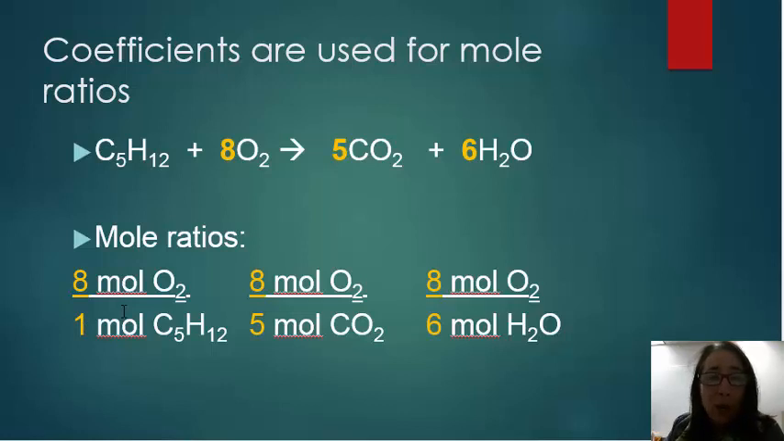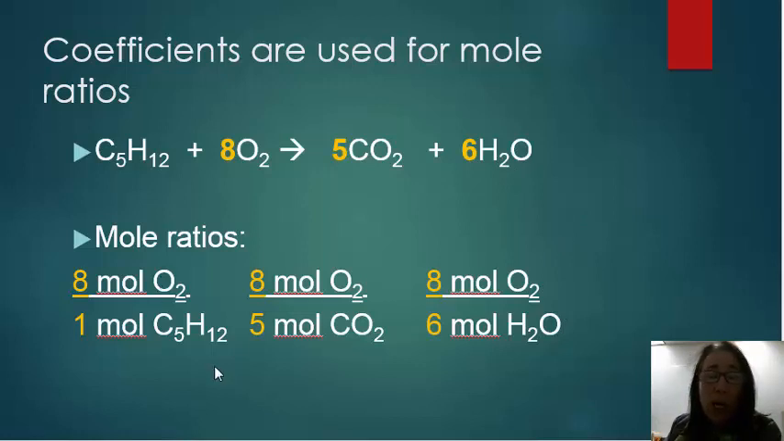Mole is not written in the chemical equation, but we know that those coefficients can represent moles. And then the chemical formula is coming from the balanced chemical equation. 8 moles of oxygen, if it reacts with 1 mole of pentane, will form 5 moles of carbon dioxide. So here we have the ratio between moles of oxygen and moles of carbon dioxide for this chemical equation. And then lastly, we look at the relationship between oxygen and water. So according to this balanced chemical equation, the reaction of 8 moles of oxygen will cause 6 moles of water to form.